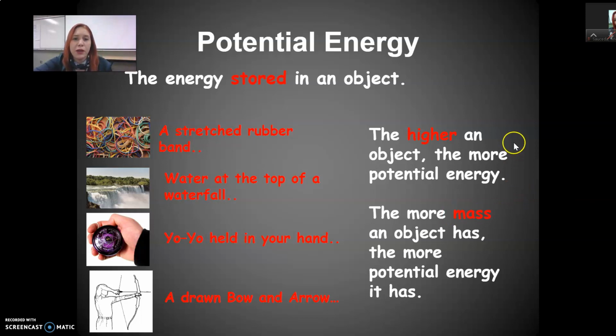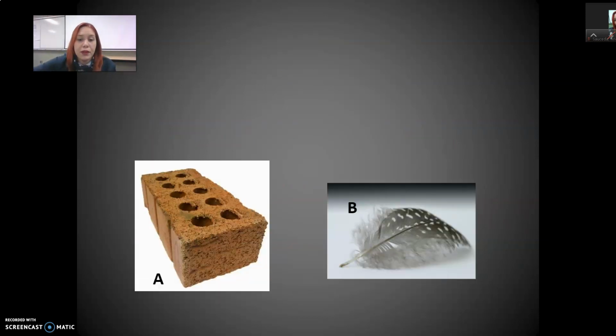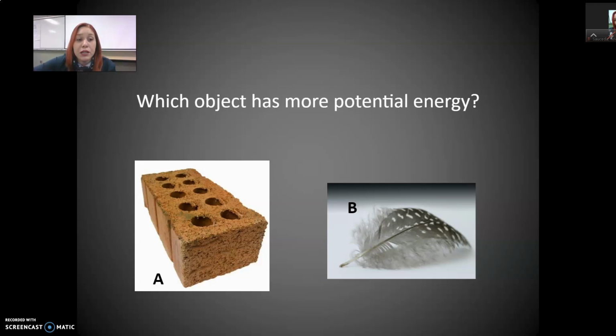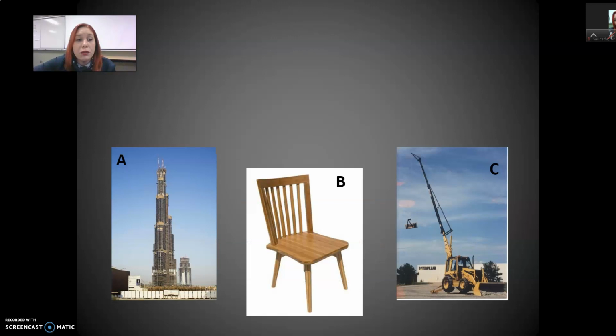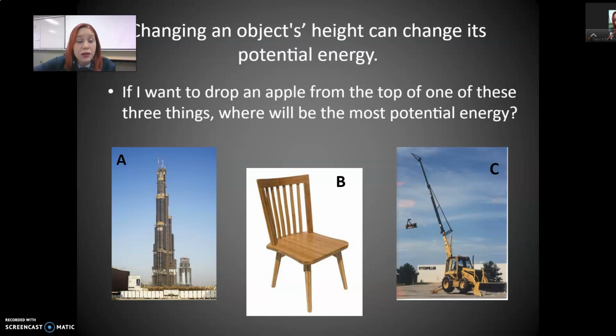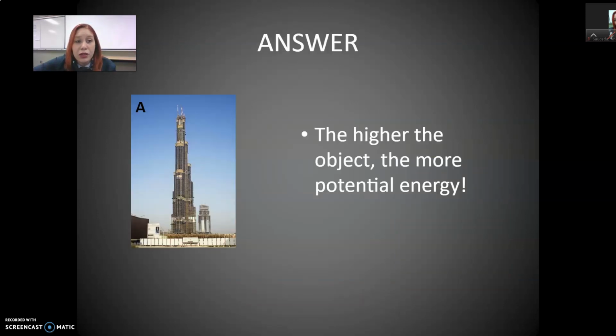Some things that you need to be aware of is that the higher an object, the more potential energy it will have. The more mass an object has, the more potential energy it has. So if I have 2 objects in my hands, whichever one's higher would have more potential energy, or whichever one's larger will have more potential energy. So if we're talking about a feather and a brick, the brick would have more potential energy because it has more mass. If we're going to drop something off of a building versus a chair or a crane, the building would give it the most potential energy before you drop it because it's at the highest height.